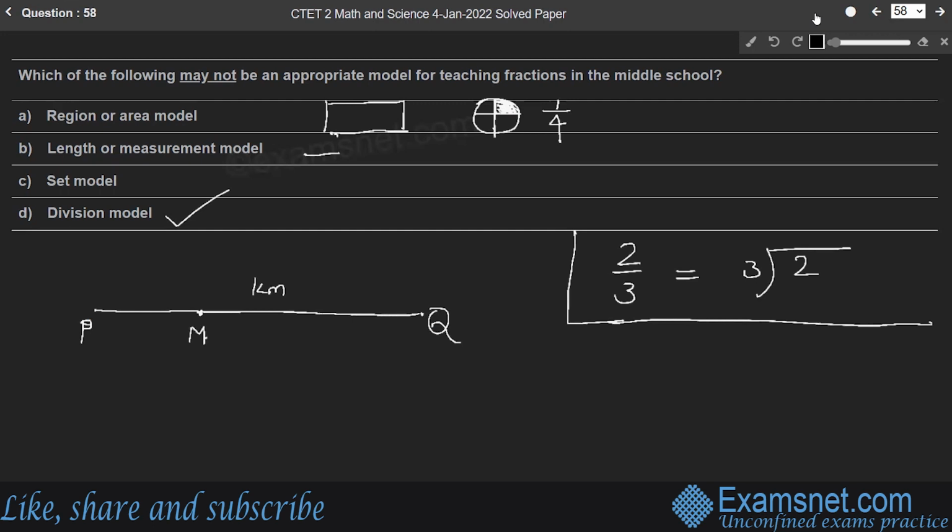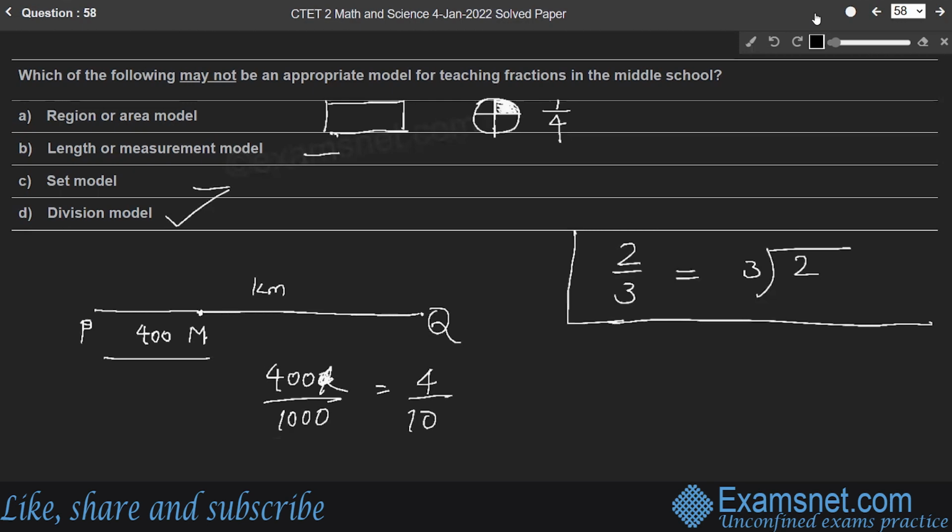So the distance between P to M is 400 meter. So the person has covered 400 meter of distance, that is 400 divided by 1000 meter, not 4000, it is 400 divided by 1000 meter, that is 4 by 10th of the total distance. So the person has covered 4 by 10th of the total distance. This is how we need to teach fractions in length model.